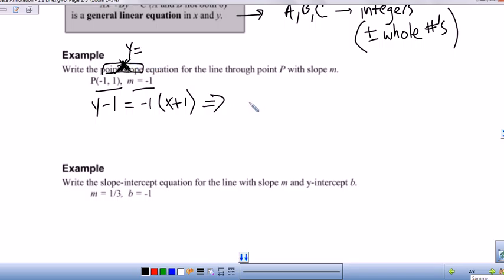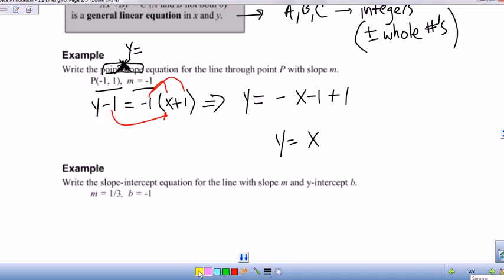Or you can put it in your y equals by taking this -1 and distributing it in, and then bringing this -1 over and adding it. And when we do that, you would have y is equal to -x minus 1 plus 1. So you'd have y is equal to x.